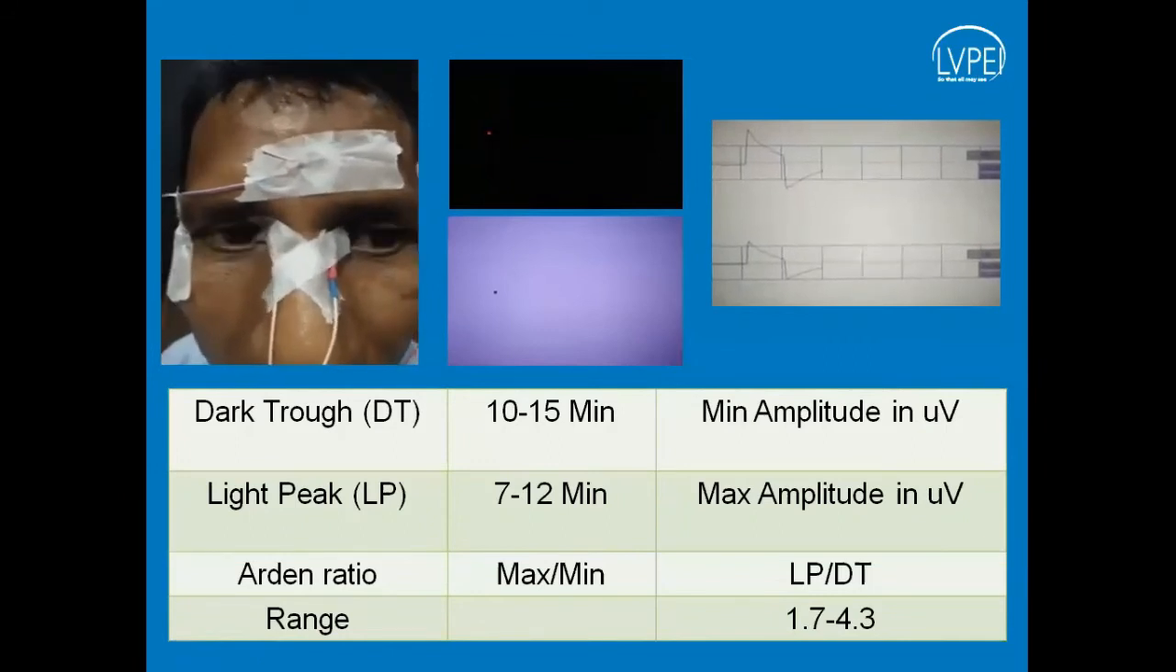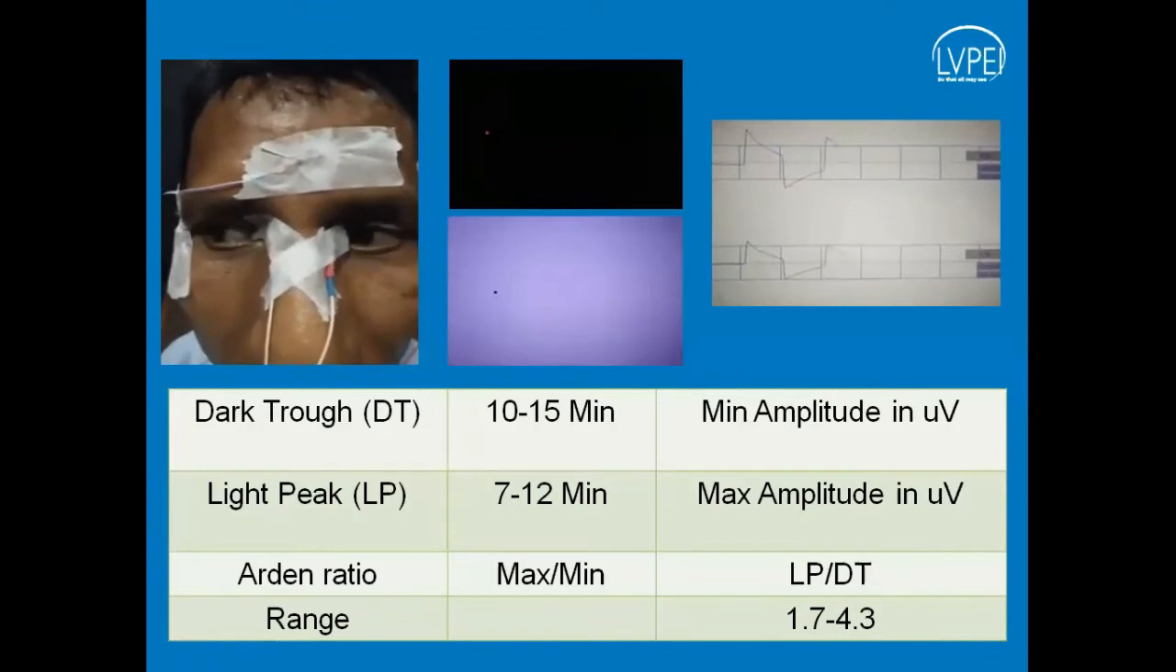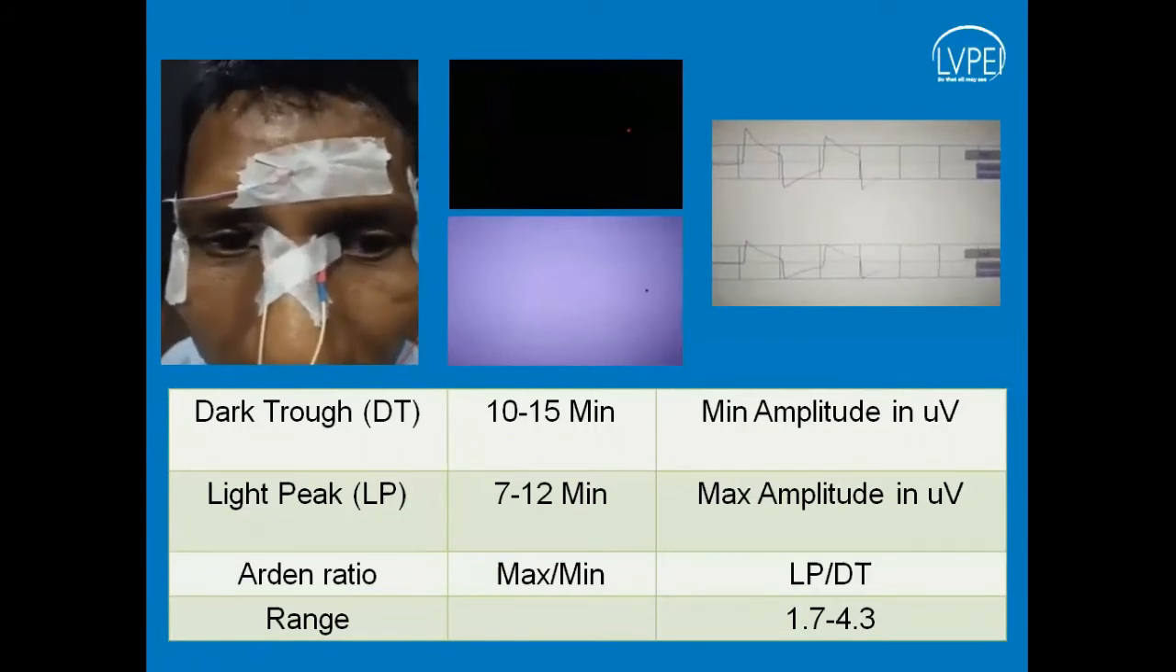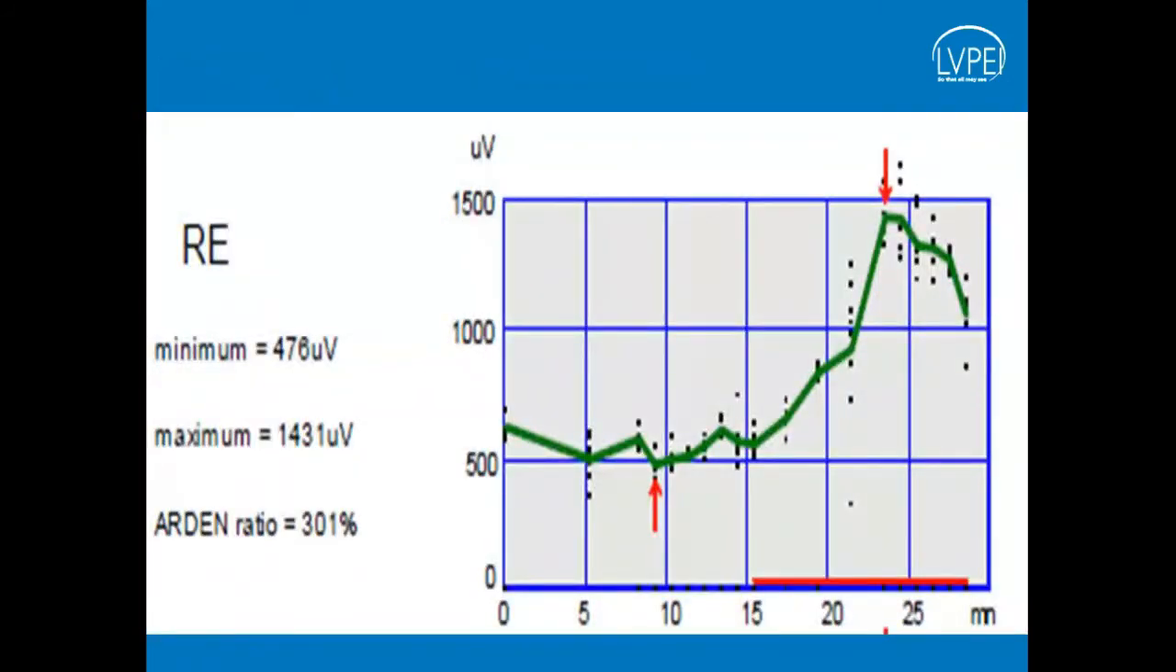The ratio of the light peak to the dark trough is known as the Arden ratio, which is something we want to see at the end of the electrooculogram. The average normal range is approximately 1.7 to 4.3. This is the running average curve. The X-axis shows the time in minutes, and the Y-axis shows the amplitude in microvolts. At the end, we have to calculate this dark trough and light peak to calculate the Arden ratio.